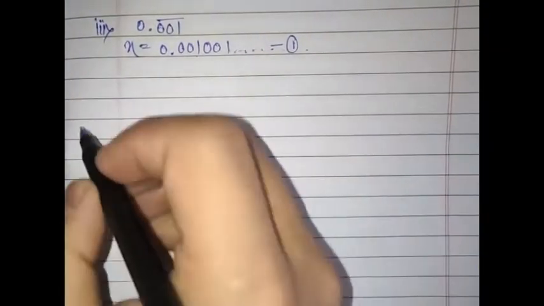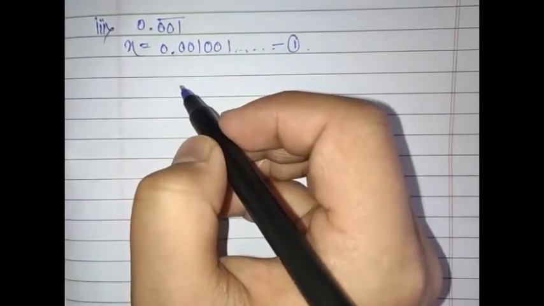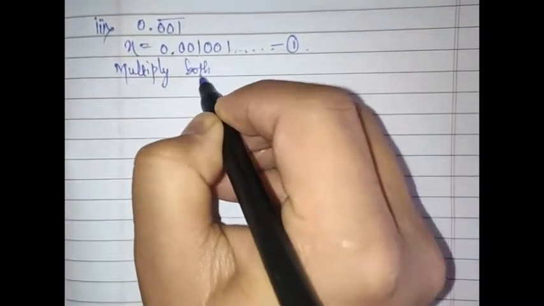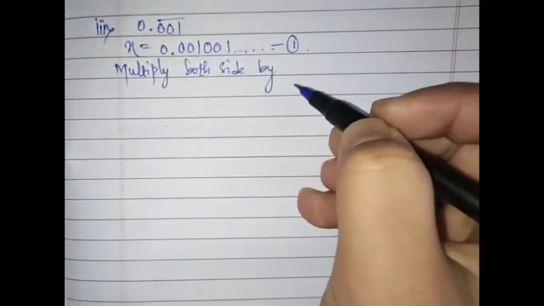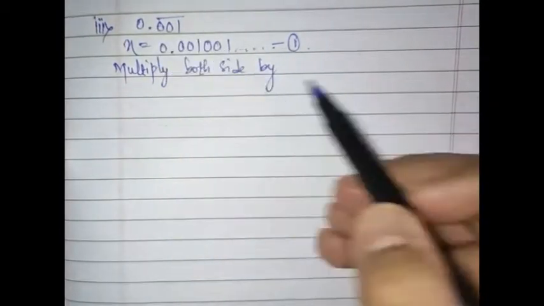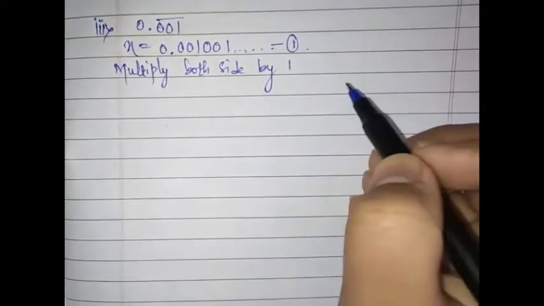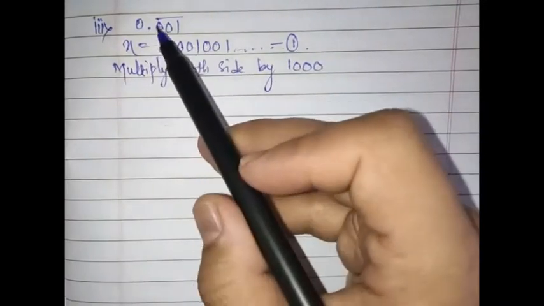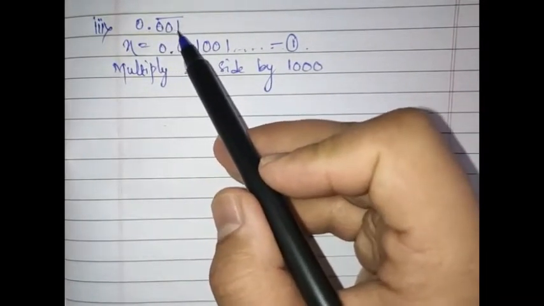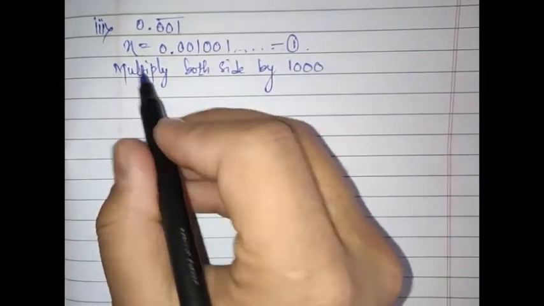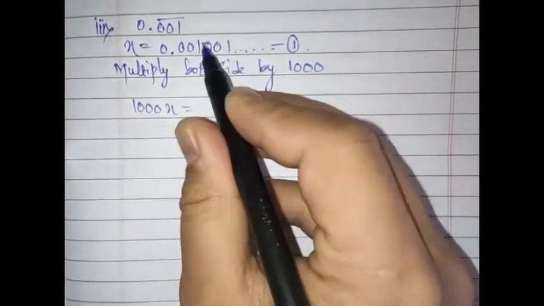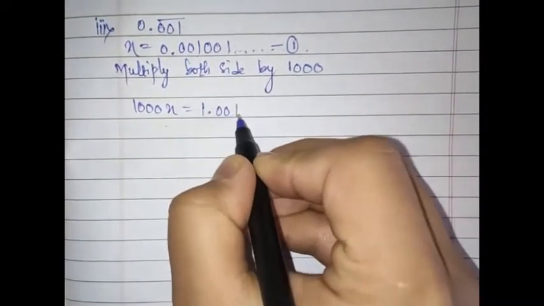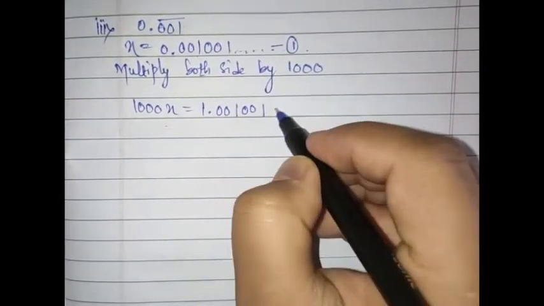Next, we are going to multiply both sides by how much? What do you think? After the point, how many digits are getting repeated? 3 digits, so it is 1000. So you will multiply both sides by 1000. When you multiply this, you'll get 1000 into x is 1000x, and 1000 into 0.001001 is 1.001001. You can multiply and get the answer. So this will be equation 2.